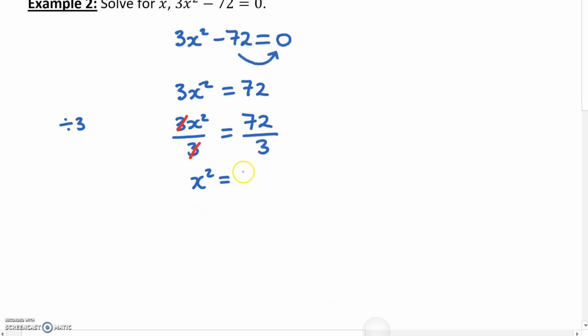If you divide 72 by 3, 3 goes into 7 twice and 1 left over. 3 goes into 12 4 times. So x squared is equal to 24.